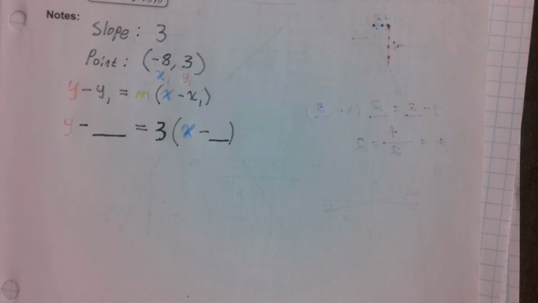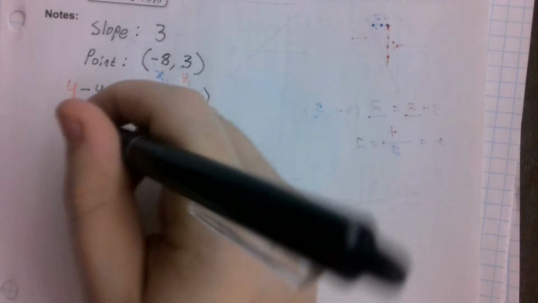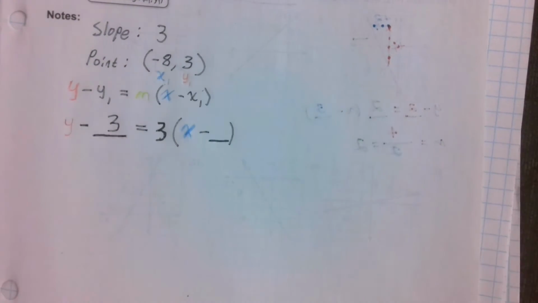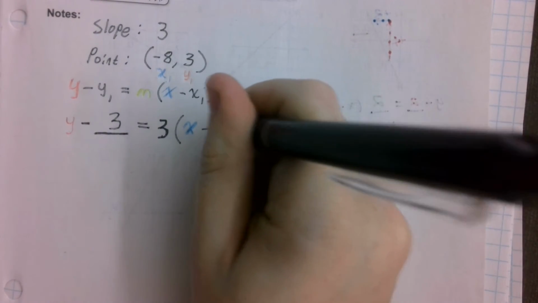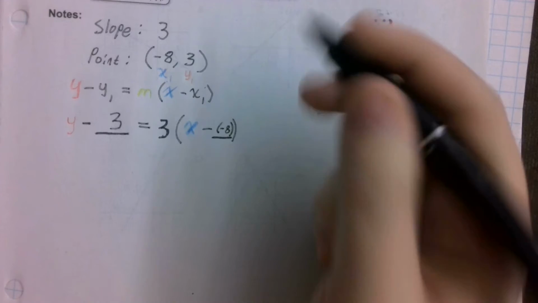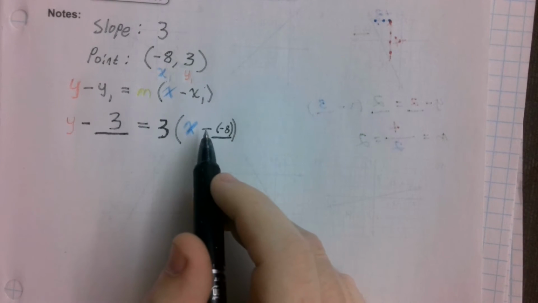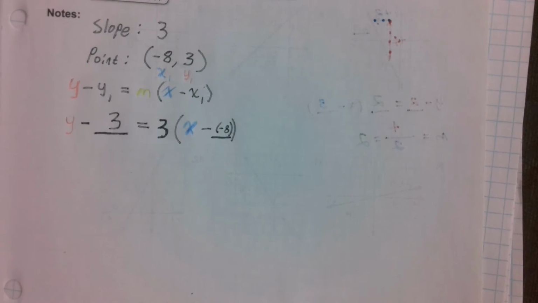All we do is we just take those and plug them into the equation. y1 is supposed to go right here, so let's put our 3 there. x1 is supposed to go here, so let's put our negative 8 there. I'm putting in parentheses since we don't usually like to have a minus a negative, or a plus a negative. It makes it a little bit weird to have both signs next to each other. So this is it. This is point slope form.